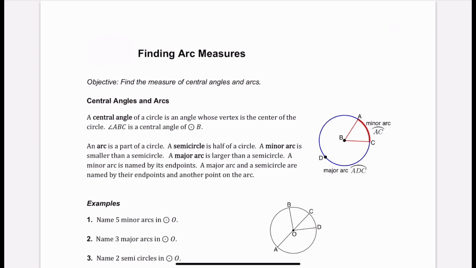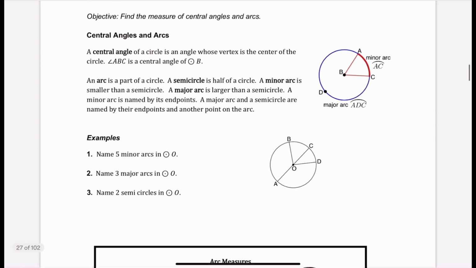A minor arc is anything smaller than a semicircle. A major arc is anything larger than a semicircle. A minor arc is named by its endpoints. A major arc and a semicircle are named by their endpoints, but we need one other point on the arc.